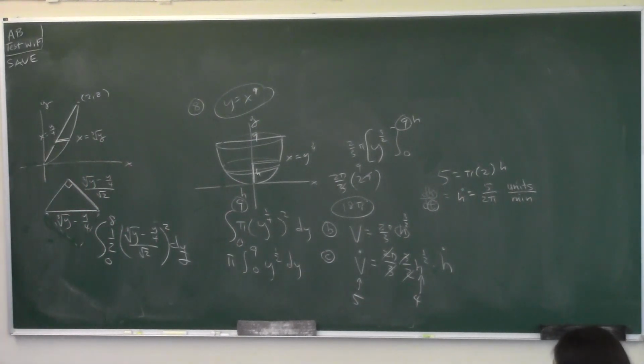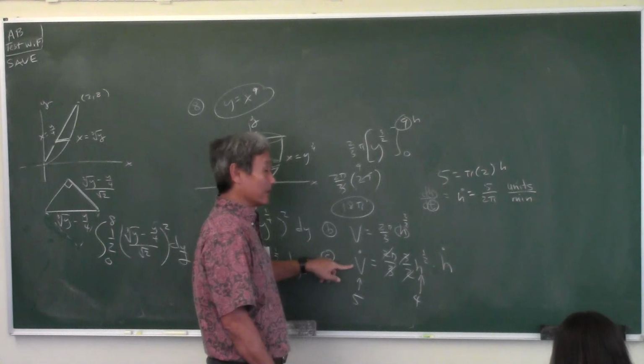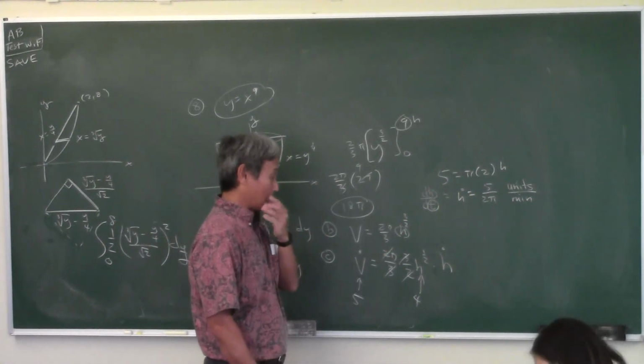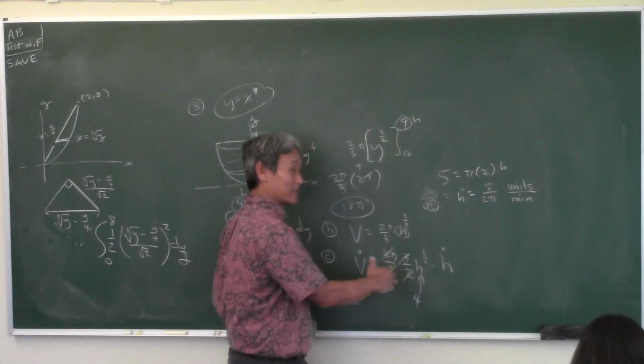Mr. Parker, one question. Can you go over again how you went from B to C? Take the derivative with respect to time. The derivative of V is V dot. Oh, so you take the derivative of the whole thing? Of the whole equation. Yeah. So that means you have to take the derivative of the left side and the right side. Okay.